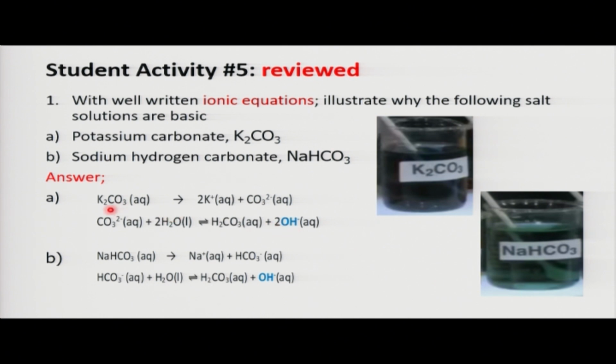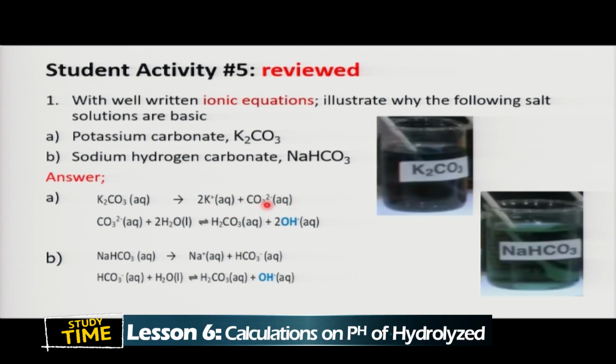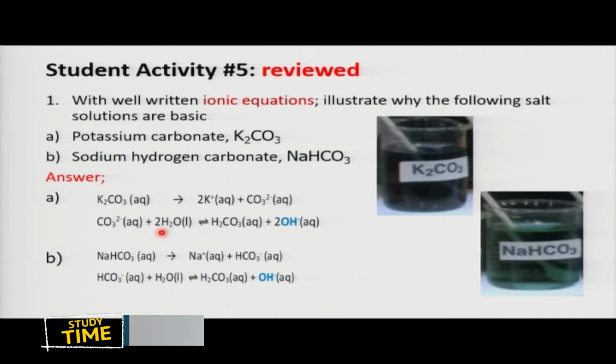When you get potassium carbonate as a salt and you dissolve it in water, it will ionize, giving potassium ions and carbonate ions. The carbonate ions in water will pick hydrogen ions from water to form an ionized carbonic acid and OH ions. So the presence of OH ions makes the solution of potassium carbonate basic. The same applies to sodium hydrogen carbonate, as you see in the equation.